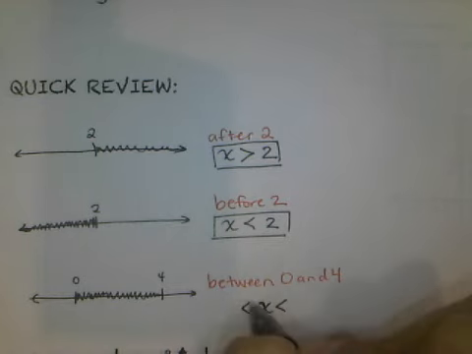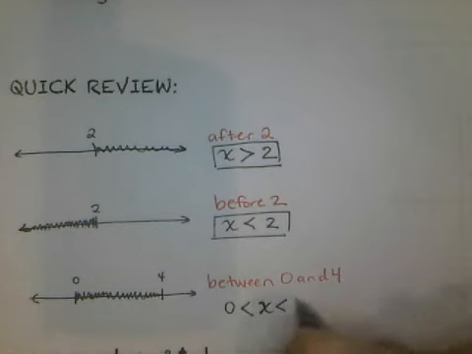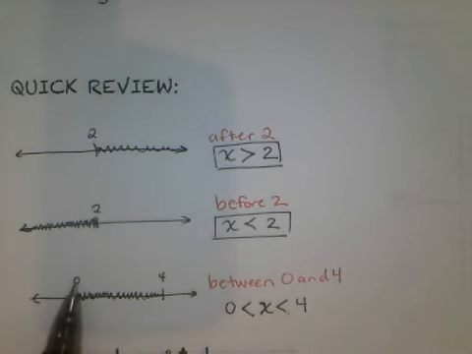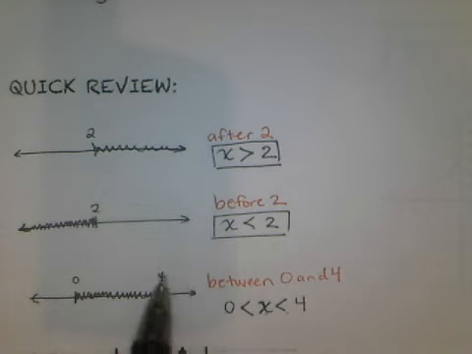You are always going to use less than symbols, and you're always going to put the smaller number first and the bigger number last. Both of the inequalities point to the smaller number. They also both point to the less than side of a normal graph. Notice how the inequality matches the graph. First comes 0, then the shading is represented by X, and finally 4 is where it ends.